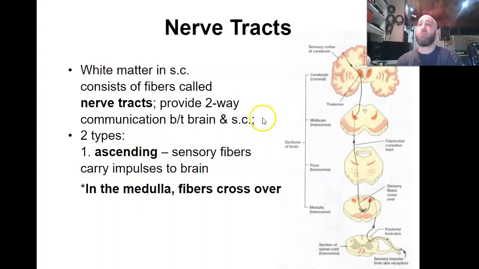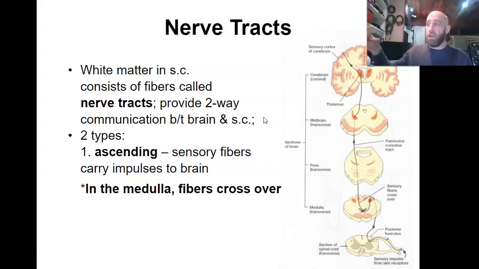So what we're going to talk about first are these things called nerve tracts, right? And a tract is just a pathway. What ends up happening is your brain lives up here, right? Your brain lives in your cranium. But in order for your brain to communicate with your body, it needs to travel down and up the spinal cord.